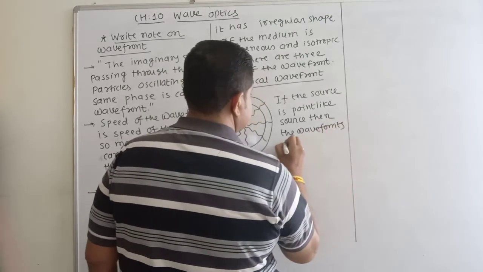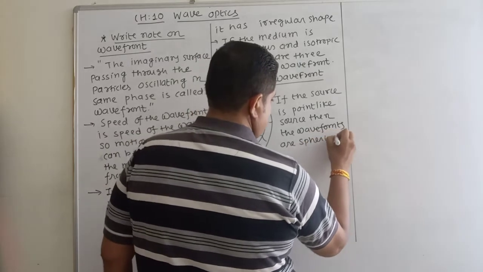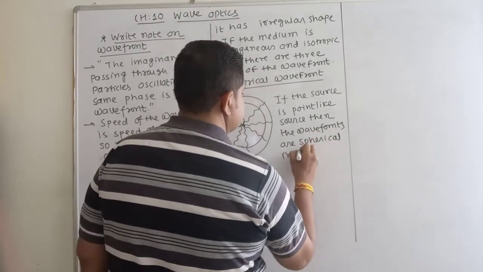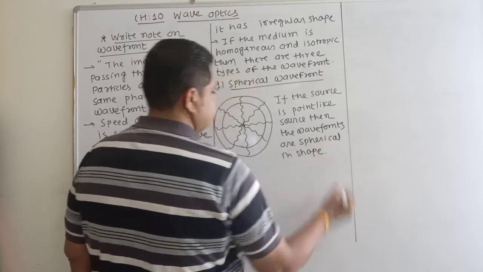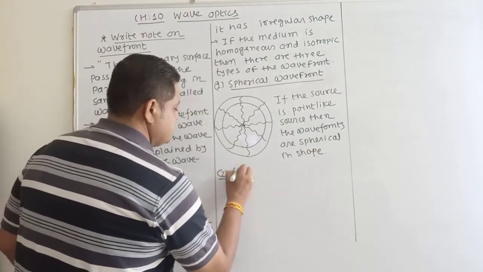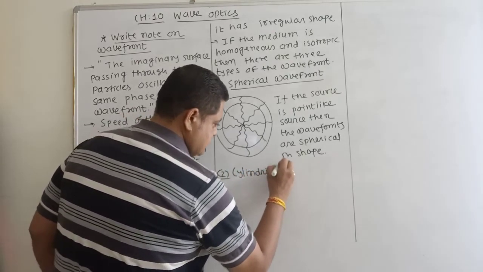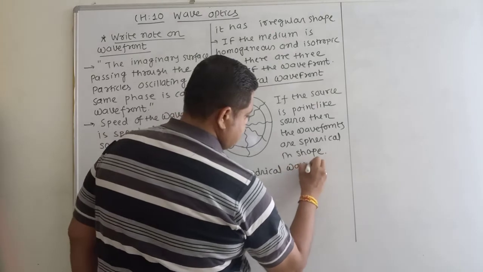If the source is a point-like source, then the wavefronts are spherical in shape. Second, the cylindrical wavefront.